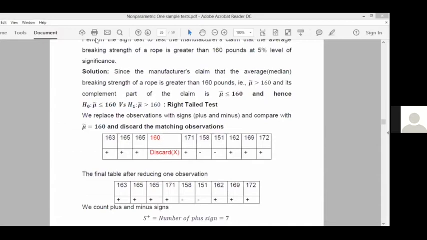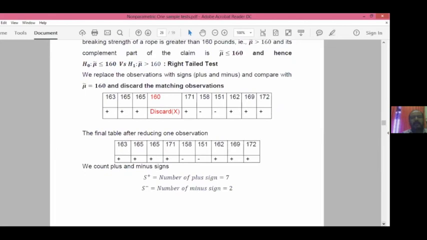Then we have to replace each observation with a plus or minus sign, comparing with mu equal to 160, and discard matching observations. Look at the observations, you have 10 observations here. What I have given in the table: first the observations, then taking the difference with 160, the median value, the assumed value. So this is 163 against 160, positive sign assigned, again positive sign assigned, and here both observations are matched.